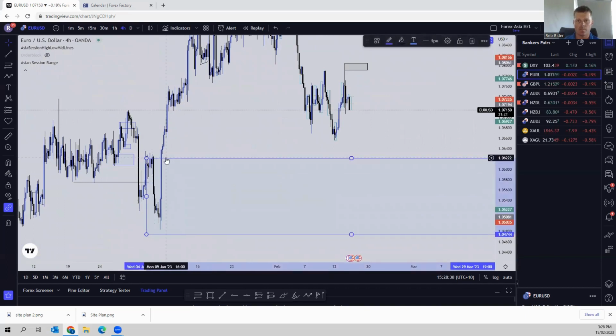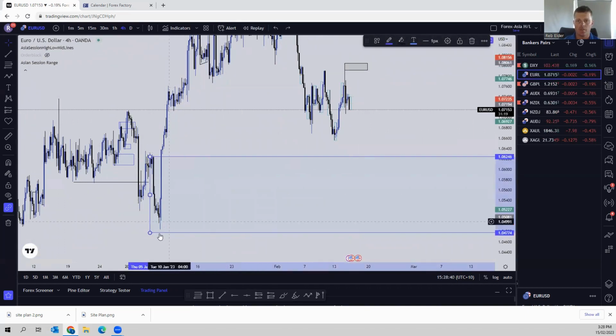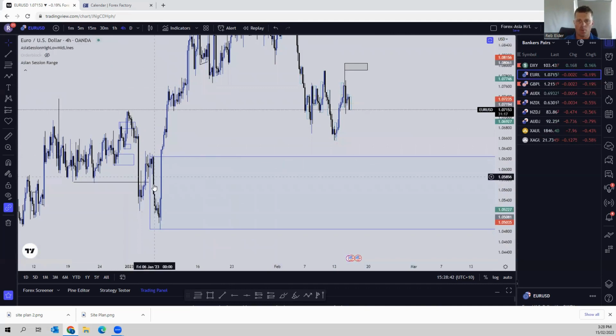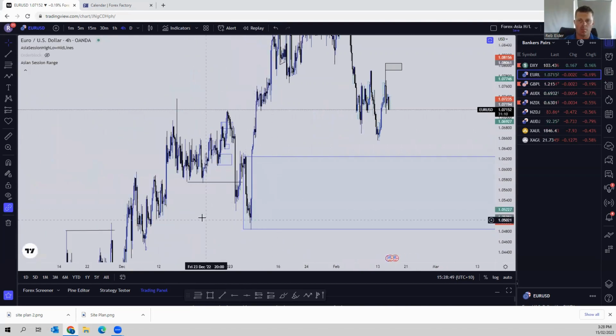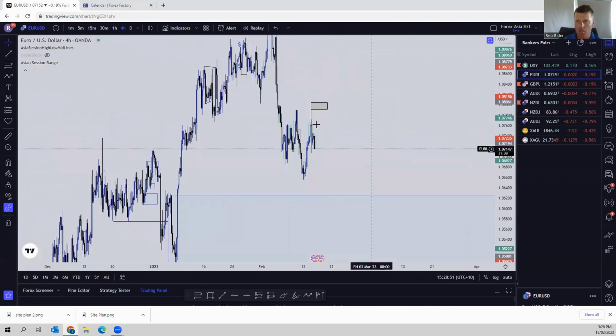Obviously, we've had this big push down here, and then aggressively bought back up again. So, we could be looking for a push down into this area to possibly close down some more trades. So again, this could be a liquidity grab to then continue going lower from here.